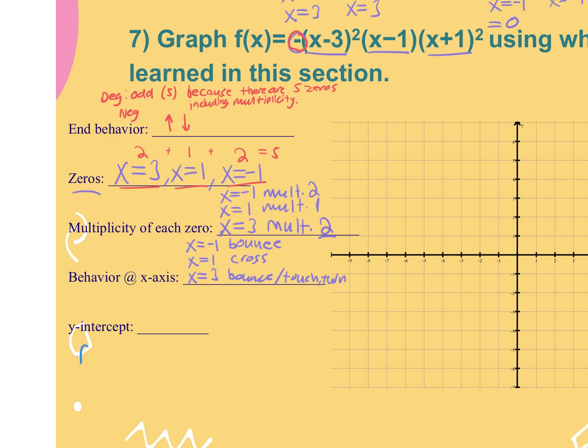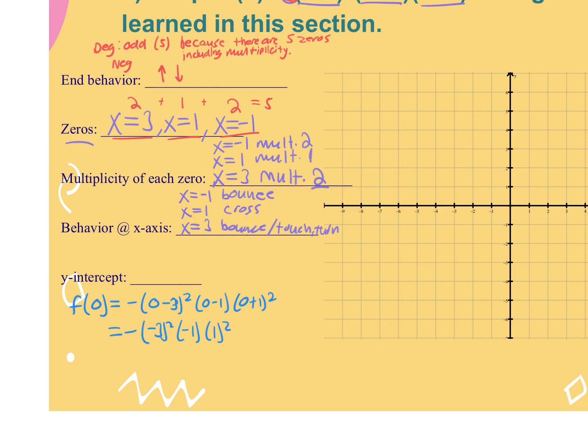Same exact thing with the y-intercept. To find the y-intercept, it's always f of 0. So I'm just going to plug 0 into our function. So I get 0 minus 3 squared, 0 minus 1, and then 0 plus 1 squared. That's going to get me negative 3 squared times negative 1 times 1 squared, which is negative 9 times negative 1 times 1, which simplifies to, well, not negative, positive 9. So (0, 9) is our y-intercept.